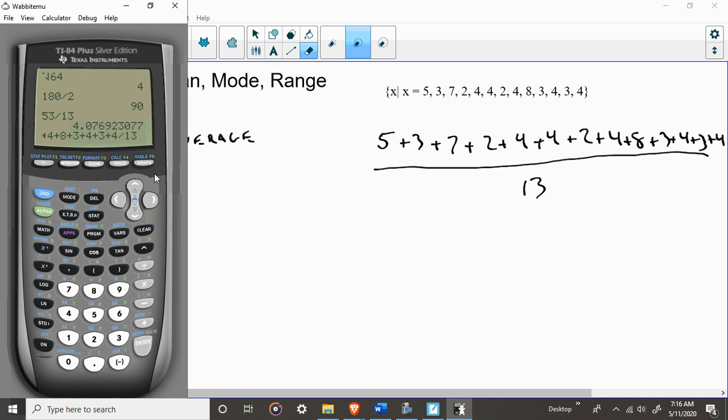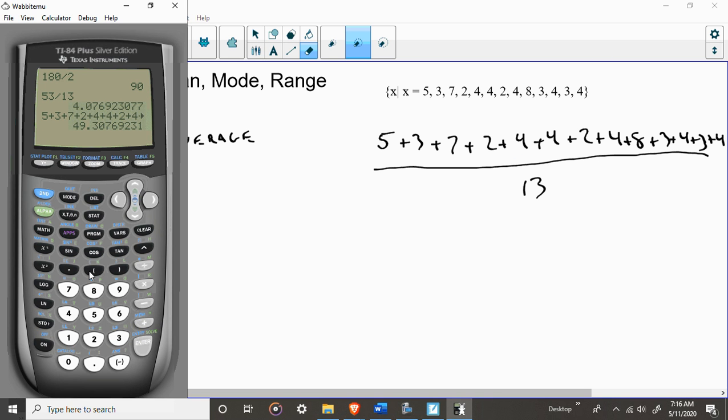Okay? Remember your order of operations. Your calculator does division first. So it's going to do 4 divided by 13, and then it's going to add all these numbers to it, and that's not what you want. So it will give you a number like this. So your average is not 49 for these numbers, okay?